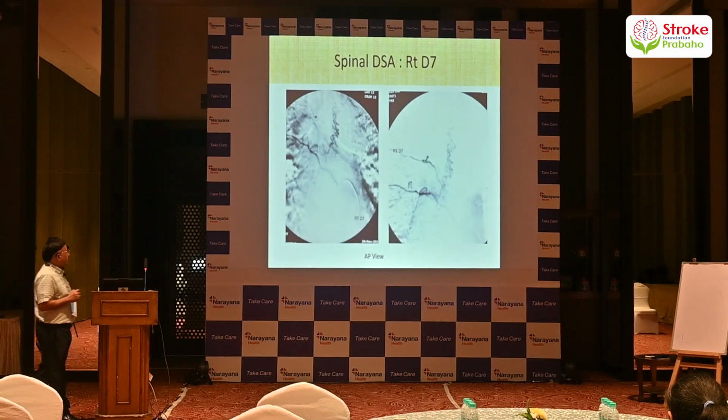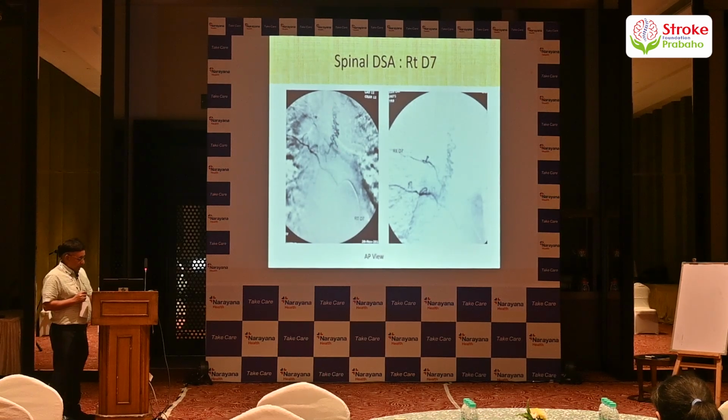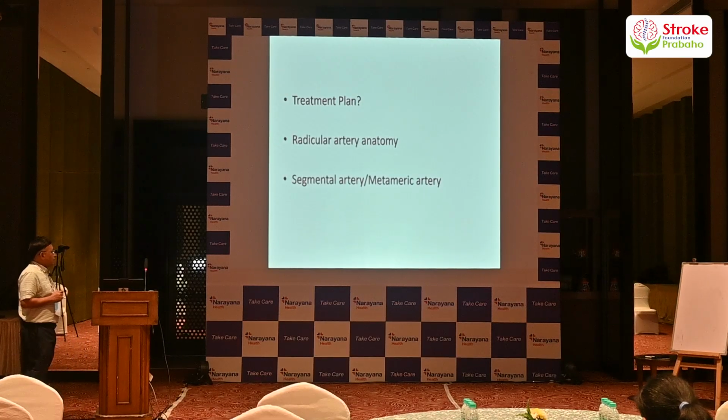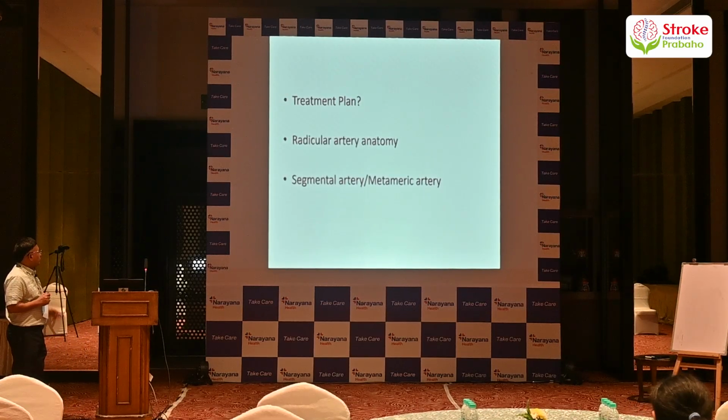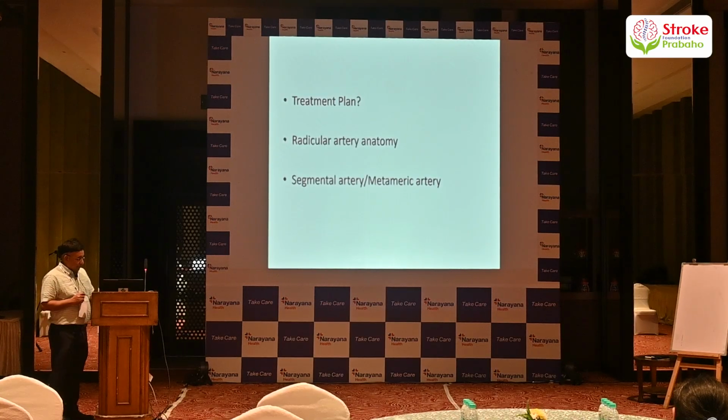So we went ahead with the DSA. This is our Cobra catheter at the level of D7. This is the radicular artery, this is the site of the fistula, and these are the perimedullary veins. So we discussed this angioarchitecture in detail. So how to treat this patient? To understand this, we should know about radicular artery anatomy, and we should know about segmental artery and metameric artery.